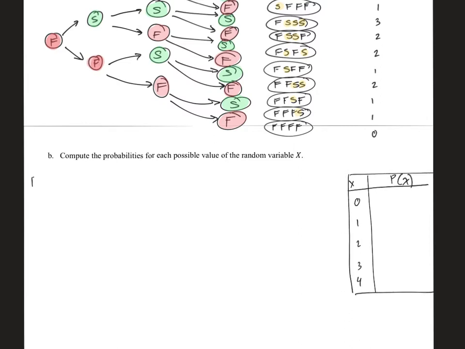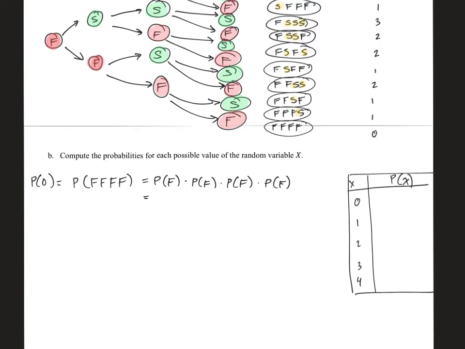So for p of 0, how would we compute the probability that 0 people have this? Well, the probability that 0 people have this is going to be this one right here. Let me use a different color. Or FFFF. So how do we compute that probability? Probability of failure times failure times failure times failure. Well, that is going to actually equal the probability of F times the probability of F times the probability of F times the probability of F.